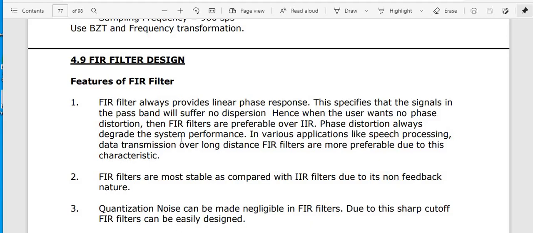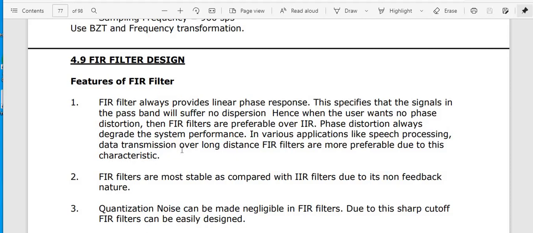It specifies that the signal in the pass band will suffer no dispersion. Hence, when the user wants no phase distortion, FIR filters are preferable over IIR, because whenever we see any kind of linear response, we always try to move ahead with FIR filters. Phase distortion always degrades the system performance. Whatever system performance we have, it is going to change it.